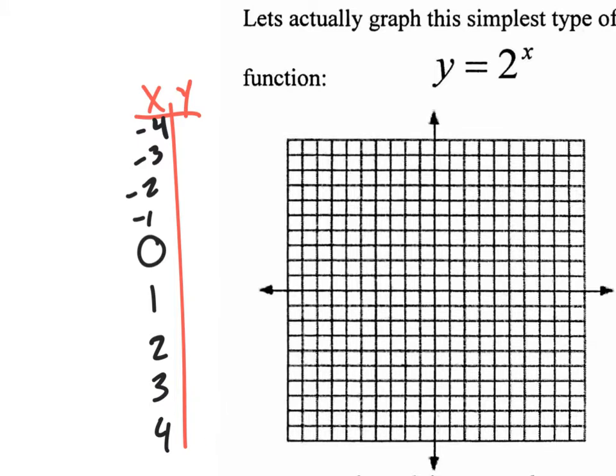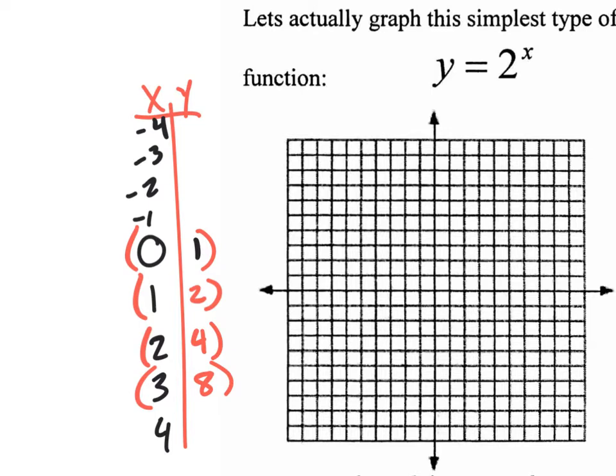But let's not use a pattern right now. Let's just plug in 0 right there. What's 2 to the 0 power? Anything to the 0 power is 1. Okay, so (0, 1) is a coordinate. What if I were to plug in a 1 right here? What's 2 to the 1? That's 2. Okay, what if I were to plug in a 2 right here? What's 2 squared? 4. What if I were to plug in a 3 right here? What's 2 to the 3rd? 8, right? 2 times 2 times 2 is 8. Okay, and how about plugging in a 4? What's 2 times 2 times 2 times 2?